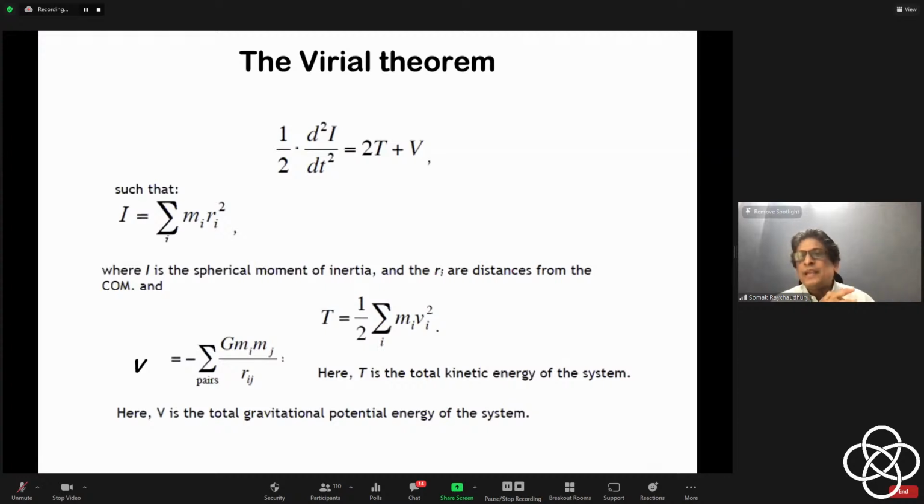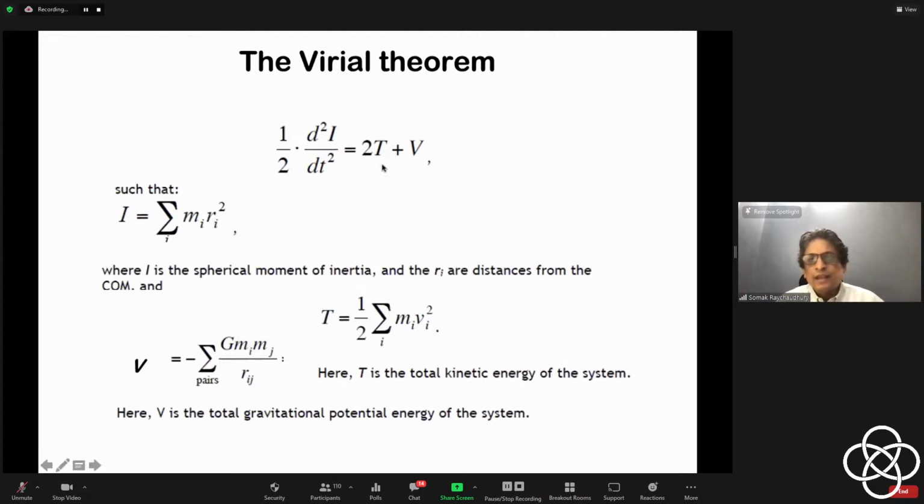And so this reduces to a very simple equation: 2 times the kinetic energy, time averaged over a long period of time, plus the potential energy equals 0. So Zwicky used this equation, 2T plus V equals 0. You might have seen applications of this in other settings, in other lectures.